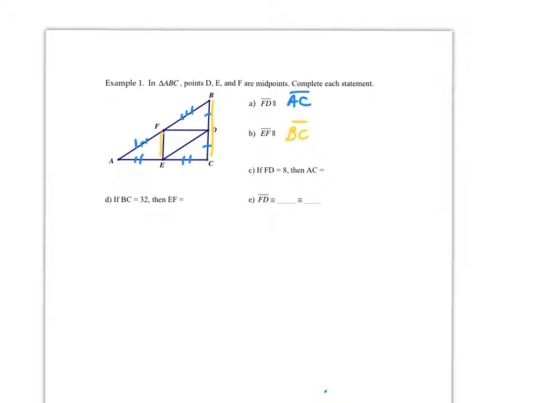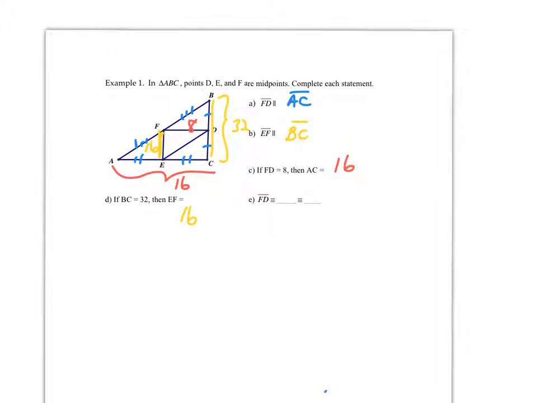All right, so now for some relationships and figuring out different lengths. It says if FD is equal to 8, so I come in here, and the midsegment has a length of 8, then this side has to be 2 times that. Okay, because the midsegment is half the length of the third side. So half of 16 gives us 8. So AC must be equal to 16. All right, likewise, on this side, if they tell us that BC is 32, and they're asking us to find the length of EF, EF is the midsegment. It has to be half of that. So EF would be 16.